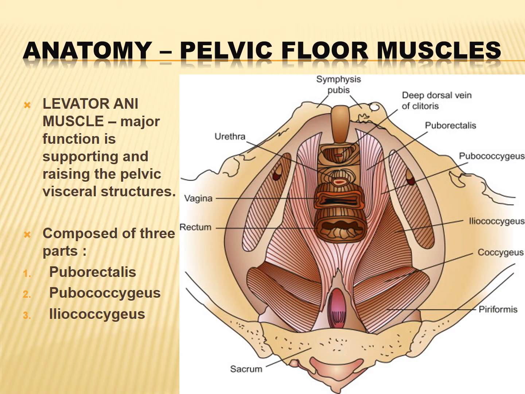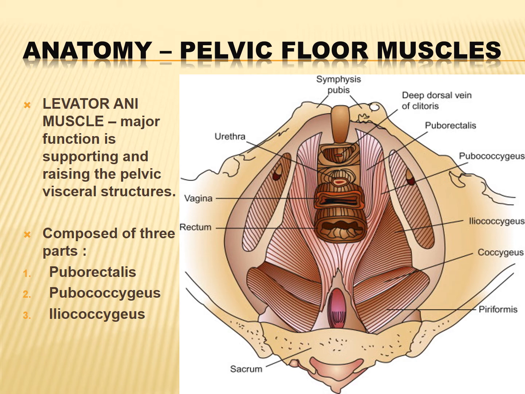Prior to discussing the pelvic organ prolapse quantification system, briefly I want to discuss the anatomy of the pelvic floor muscles. Here the diagram is given, and in this diagram it's clearly showing the puborectalis, pubococcygeus and iliococcygeus muscles. Now we are going to discuss these muscles. These three muscles together form the levator ani muscle.